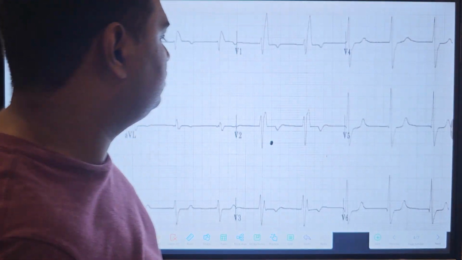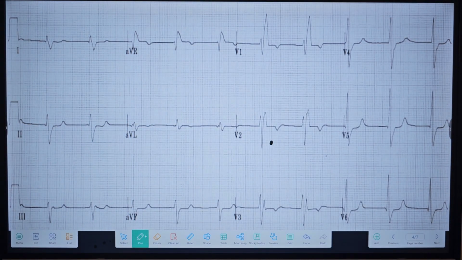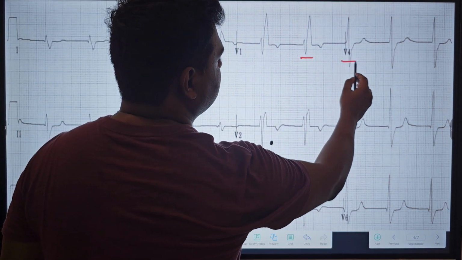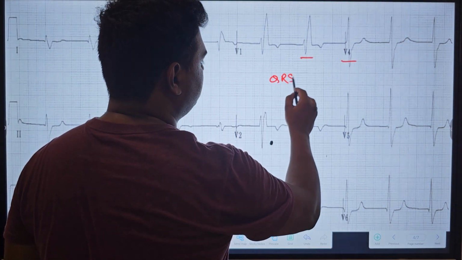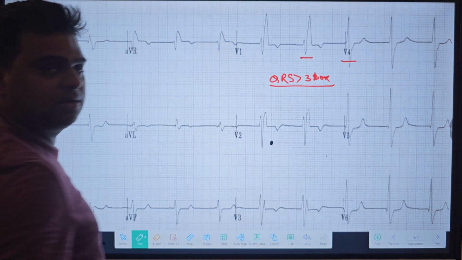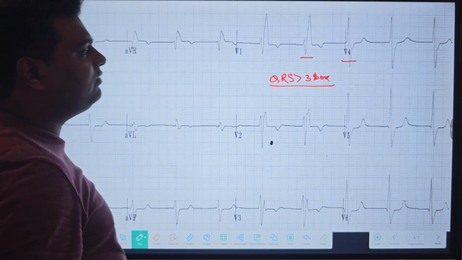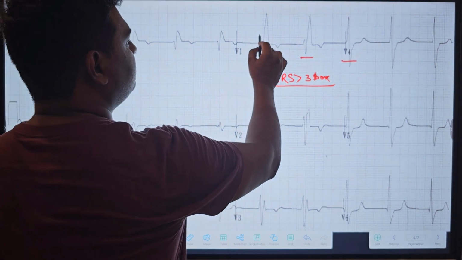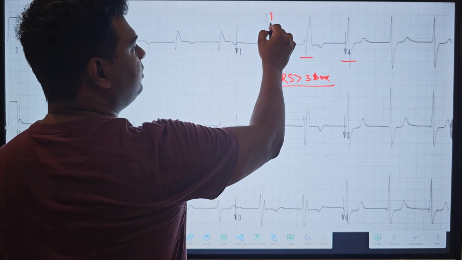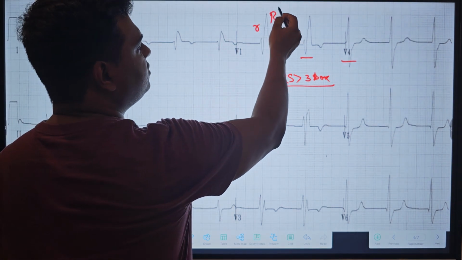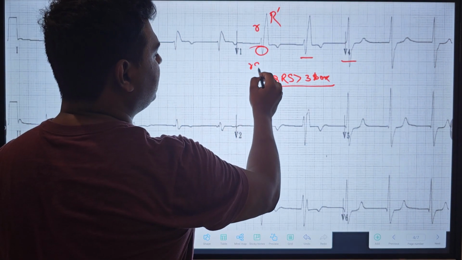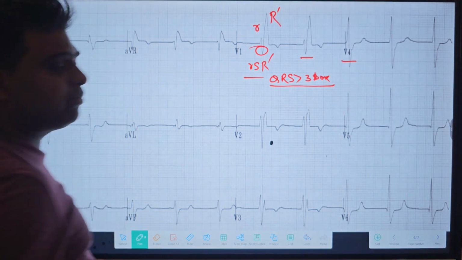Now try to do this question. If you see this question, this is the QRS complex, and the QRS complex is more than 3 small boxes. That is the first criterion. Now in V1 V2, I have told you this is the R wave. This is bigger, so it will be a capital R, and this will be smaller. This is the second, so this will be called R dash, and this is the S wave, so this will be called an RSR dash pattern. So the second point is also fulfilled.